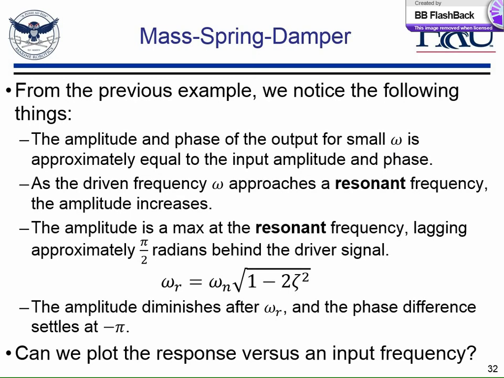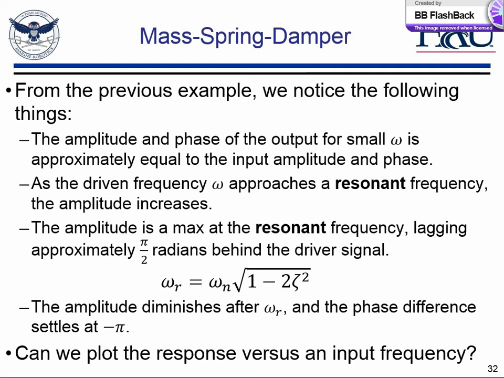So from the previous example, we noticed a few things. The amplitude and the phase of the output for small omega is approximately equal to the input amplitude and phase. As the driving frequency omega approaches a resonant frequency, the amplitude increases, right? It's going to hit a max at the resonant frequency. And the amplitude is at max at the resonant frequency equal to omega r is equal to omega n times 1 over 2 zeta squared.